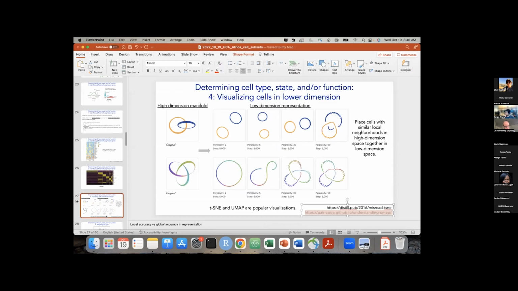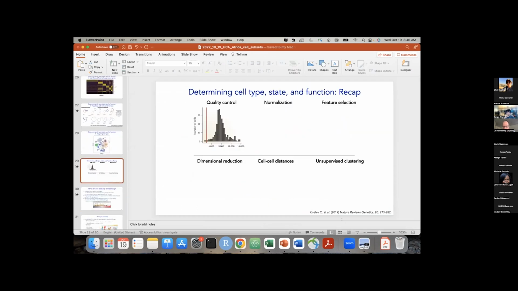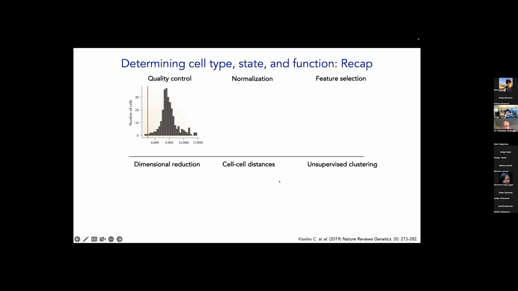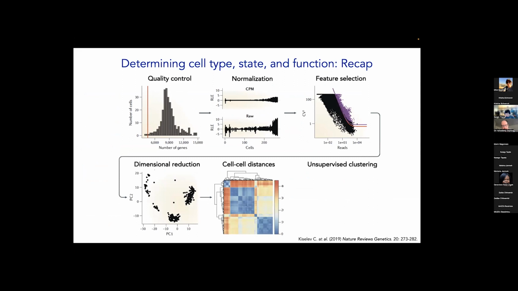Actually, I'll take a second to recap what we just did. So far we've talked about quality control and normalization with Daniel. And then I talked to you about variable gene selection, dimensionality reduction, making these distance matrices, doing clustering, and then differential expression, and these lower dimensional visualizations. So are there any questions before I hand it over to Sergio?